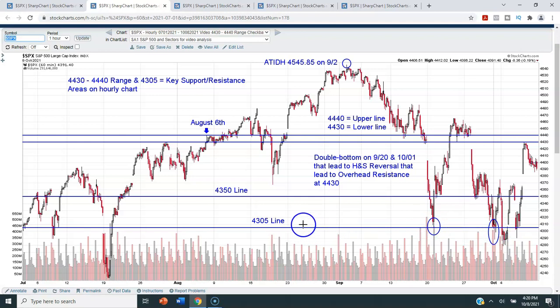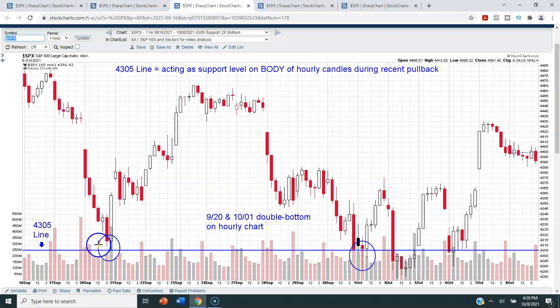But unless you understand the 43.05 level and the importance, and also the 44.30 and 44.40 levels, some of this won't make any sense. All right, so just bear with me here. And so you can see that short-term double bottom as we zoom in here and shorten up this chart. So it's the same basic chart.